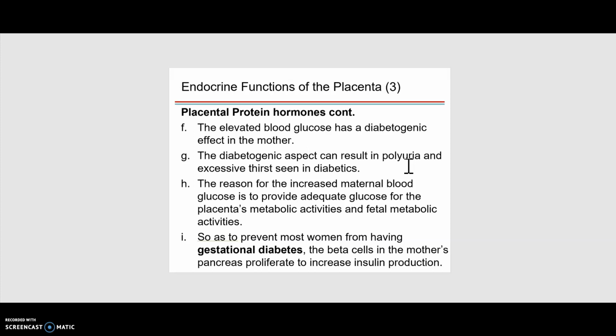The reason for the increased maternal glucose is to provide adequate glucose for the placenta's metabolic and the fetal metabolic activities. So to prevent most women from having gestational diabetes, the beta cells in the mother's pancreas proliferate to increase her insulin production so that she does not totally suffer gestational diabetes.